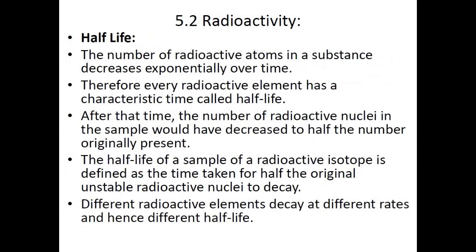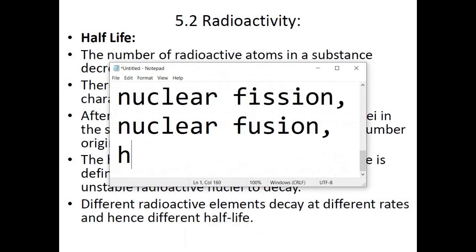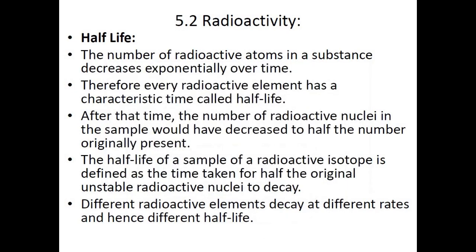Next is the concept of half-life. The number of radioactive atoms in a substance decreases exponentially over time. Therefore, every radioactive element has a characteristic time called the half-life. After that time, the number of radioactive nuclei in the sample would have decreased to exactly half the number originally present. The half-life of a sample of a radioactive isotope is defined as the time taken for half the original unstable radioactive nuclei to decay.